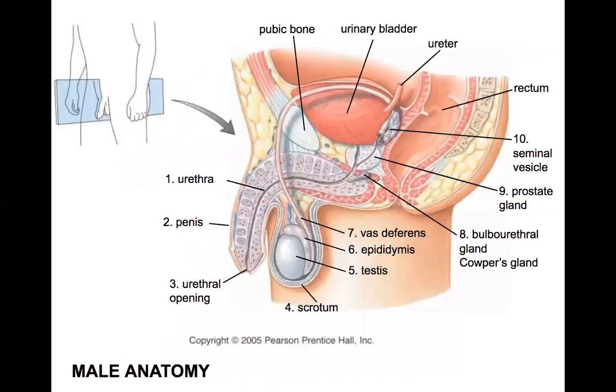Here is the diagram, and what I have done is label each one of these parts, especially the ones that are involved in either the production or delivery of the sperm, with a number next to it. So let's begin.